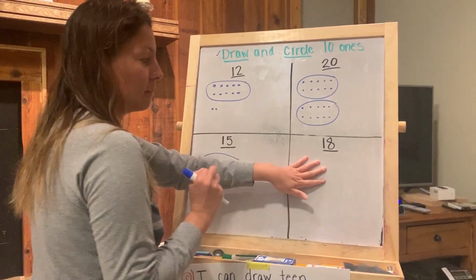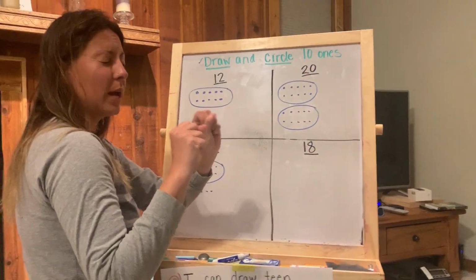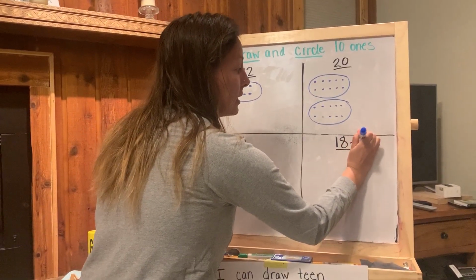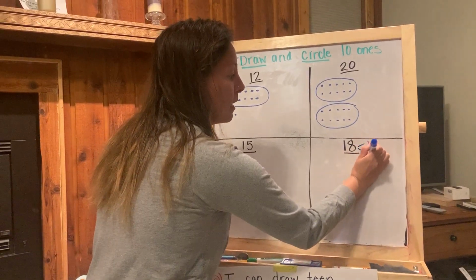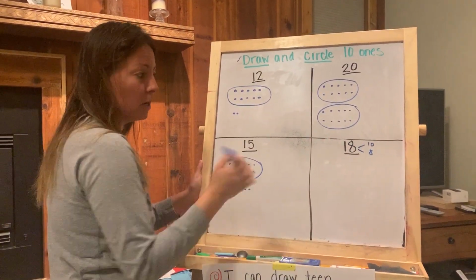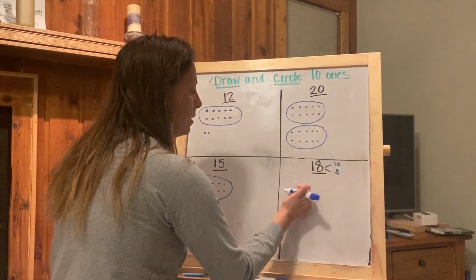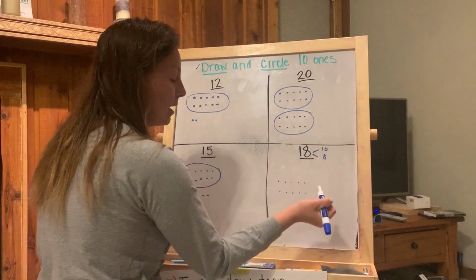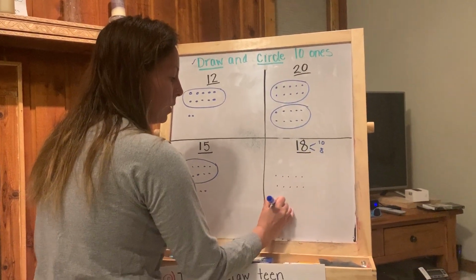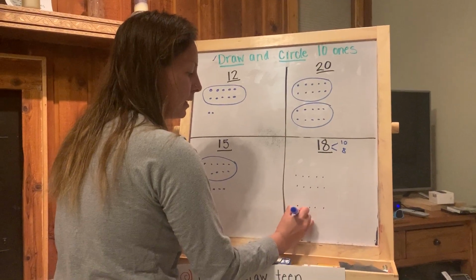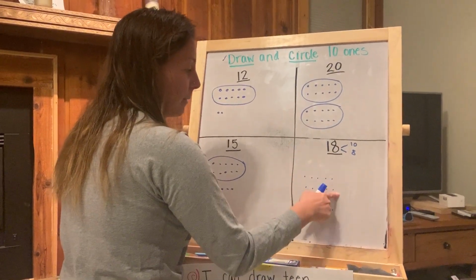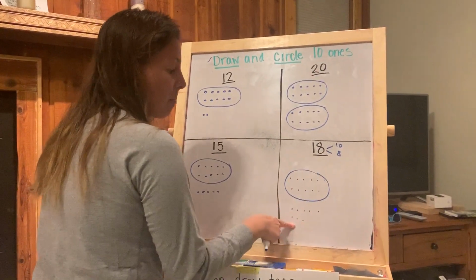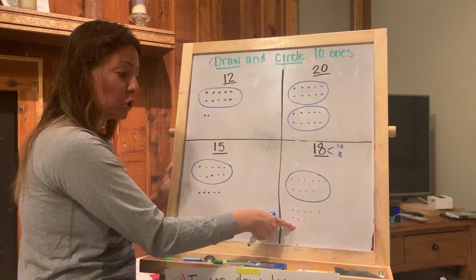All right, my last and final one, 18. I know when I break this number apart, I can even think of it like a number bond. It's going to be the number 10 and the number 8, okay? So I know I need 10 dots to start. 1, 2, 3, 4, 5, 6, 7, 8, 9, 10. And then I need my 8. 1, 2, 3, 4, 5, 6, 7, 8. Same thing, I need to go back up and circle my 10 ones. So I'm going to circle that group on top. My bottom one does not have 10, so that's why I'm not circling it.